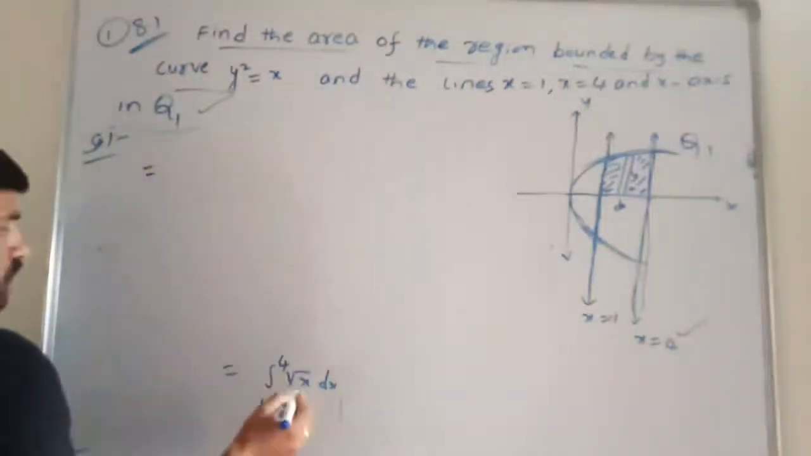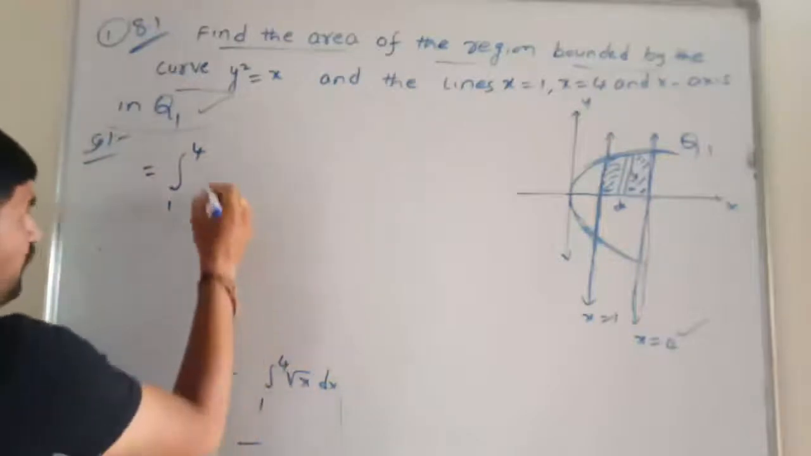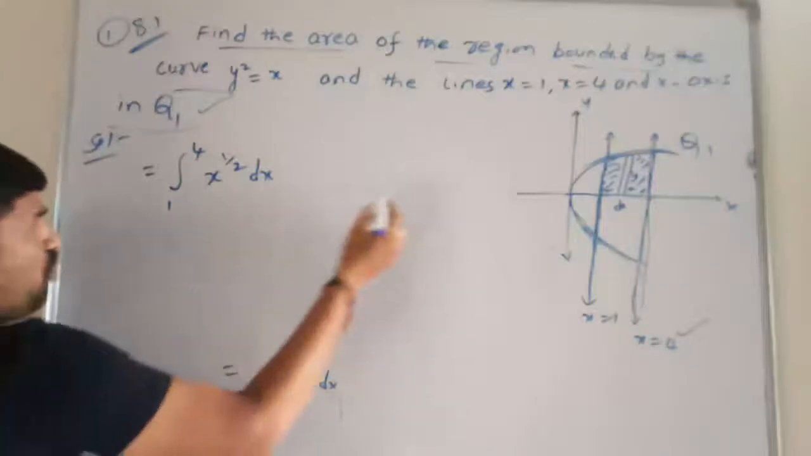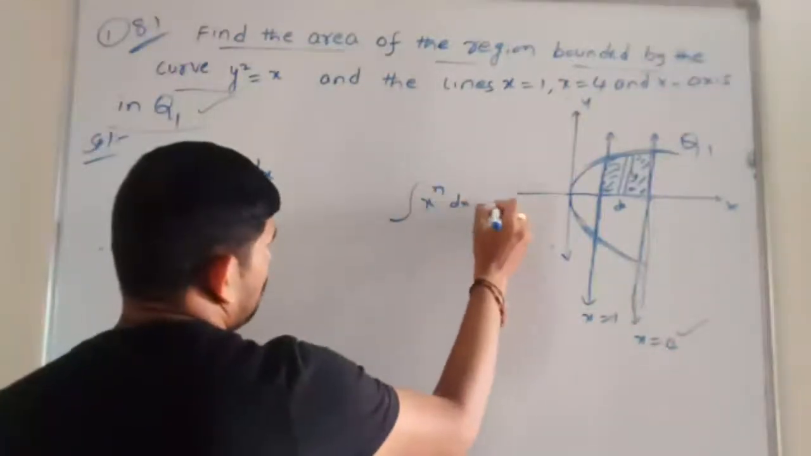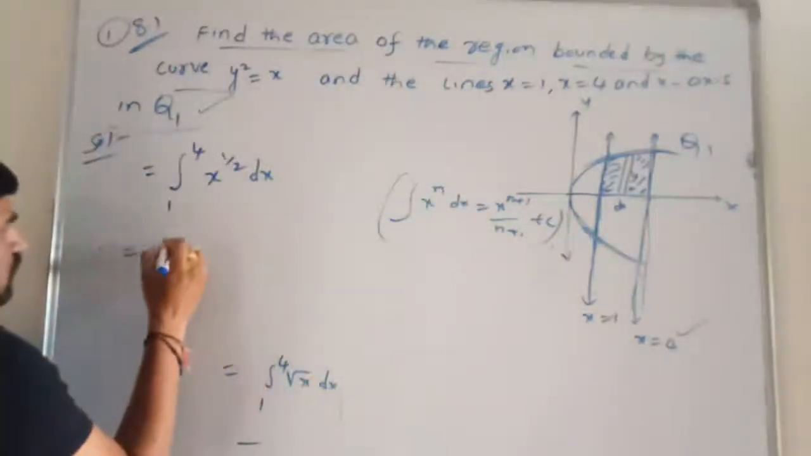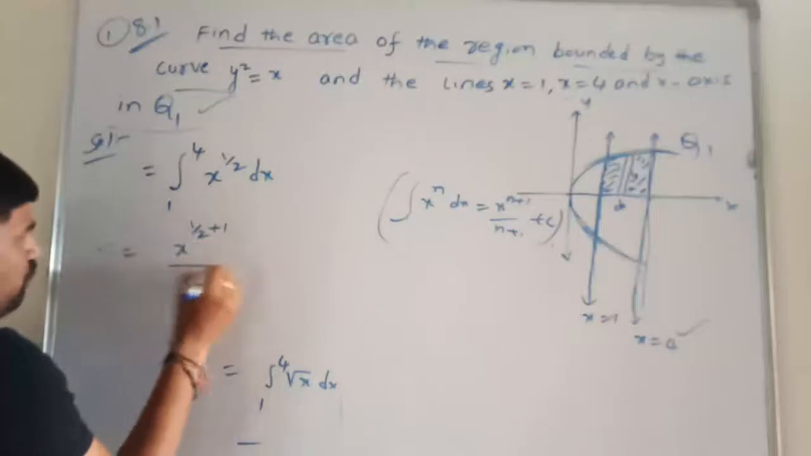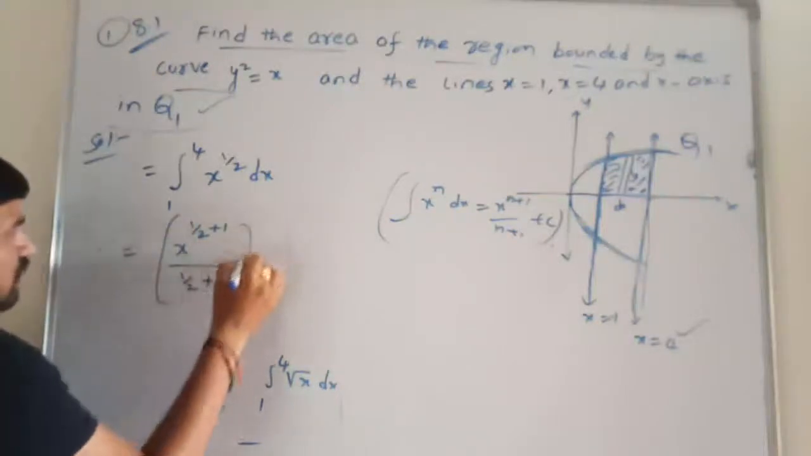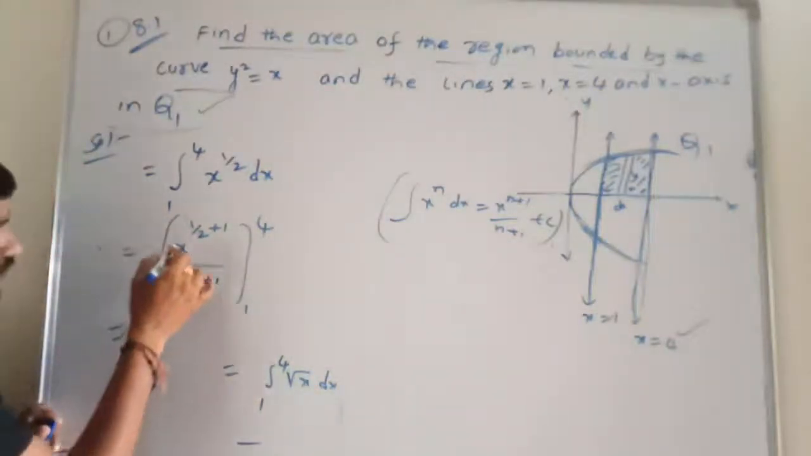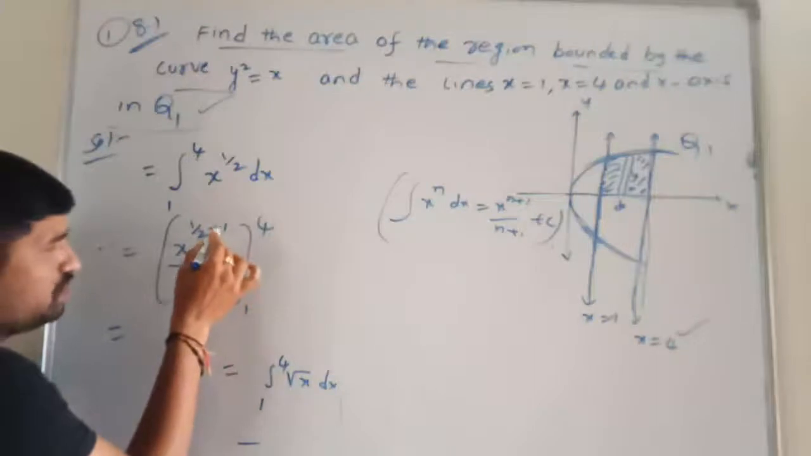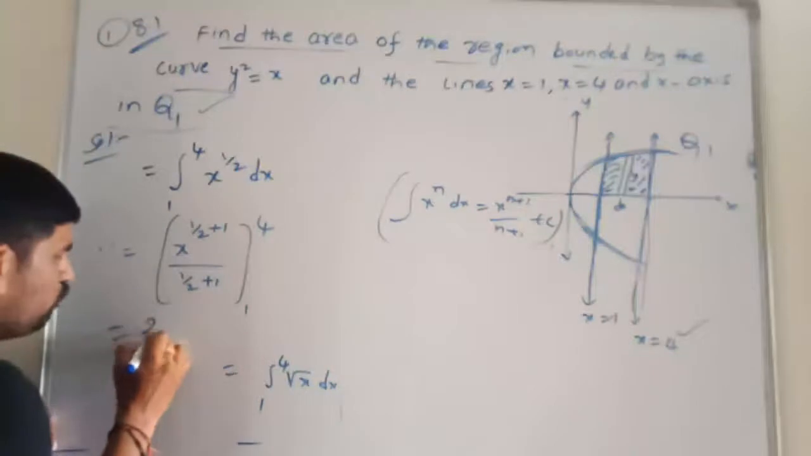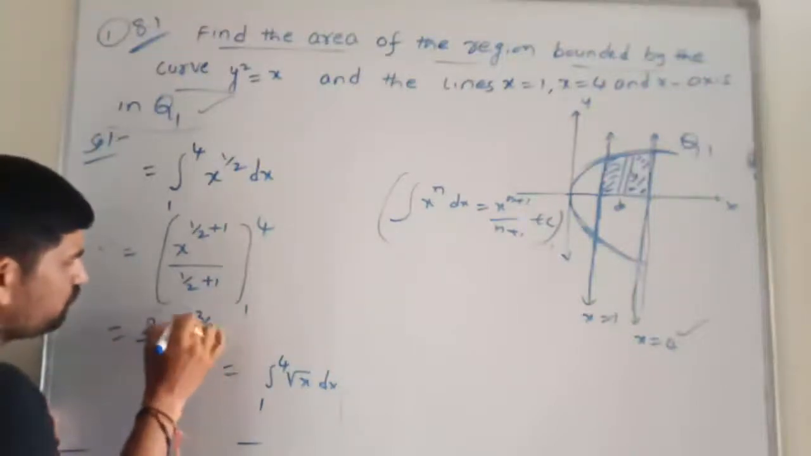Now, integration 1 to 4. Root x can be written as x power 1 by 2 into dx. We know the formula: integration of x power n dx is x power n plus 1 by n plus 1 plus c. So I write x power 1 by 2 plus 1 over 1 by 2 plus 1, with lower limit 1 and upper limit 4. Finally, 1 by 2 plus 1 is 3 by 2. The reverse of the denominator 3 by 2 is 2 by 3, so we get 2 by 3 x power 3 by 2.